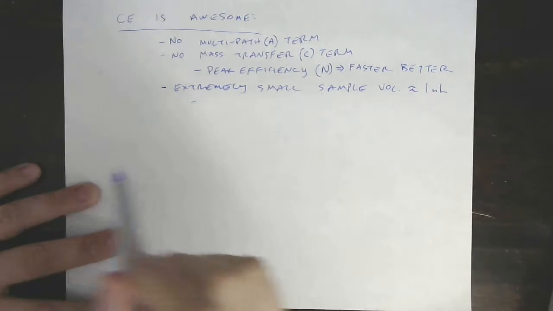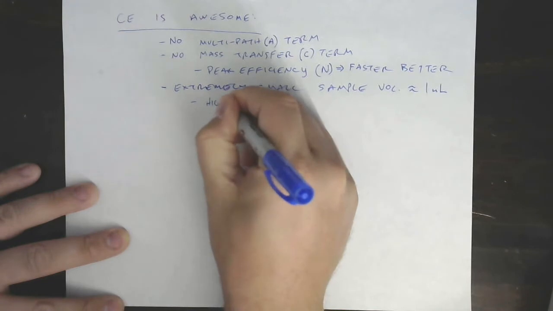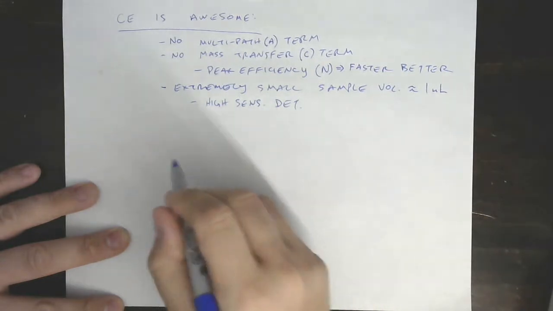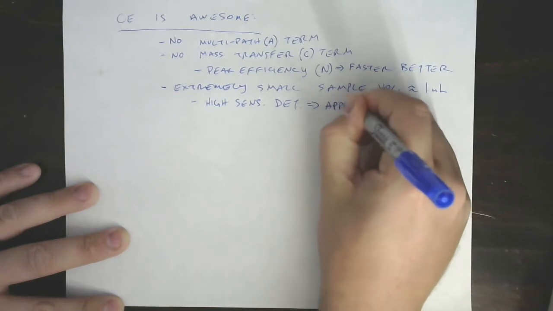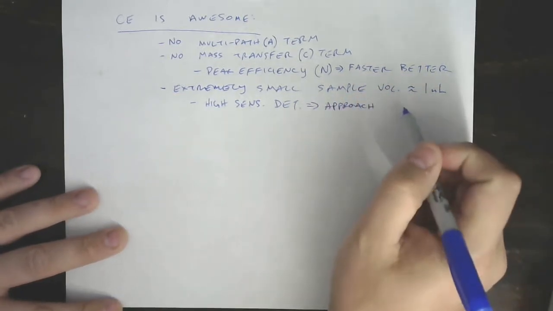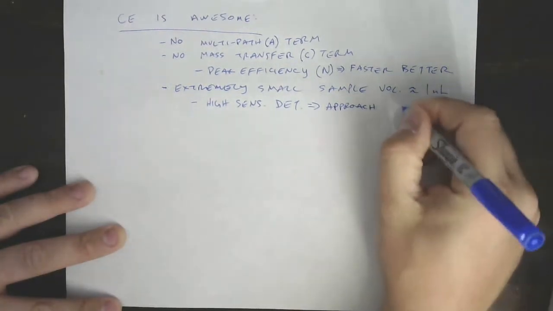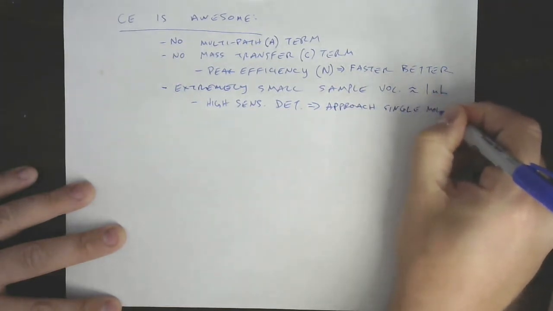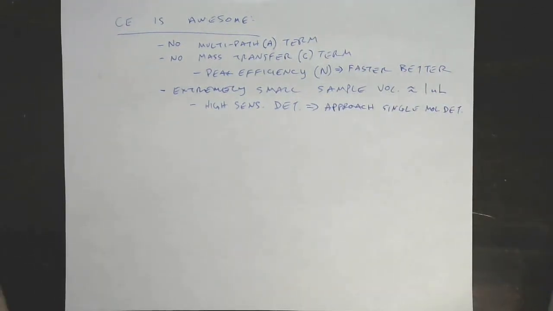This is also the property that means that with a high sensitivity detection method, laser induced fluorescence being a really good example, we can approach single molecule detection. It's pretty ambitious to say single molecule detection, but we can start measuring dozens or hundreds of molecules fairly straightforwardly by this method. So that's an incredible level of sensitivity.